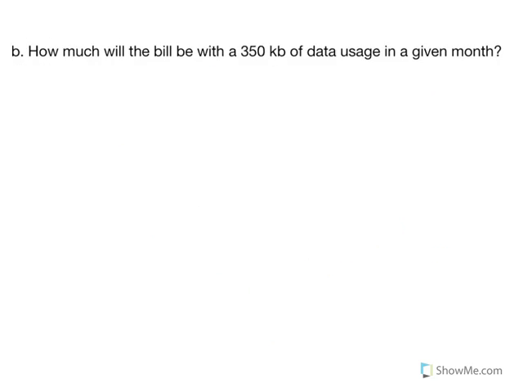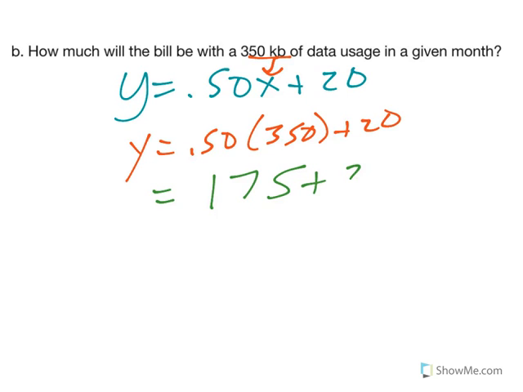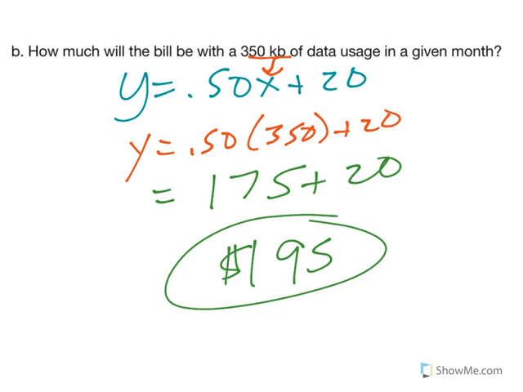That's your dependent variable. All right, how much will the bill be with 350 kilobytes of data usage in a given month? Well, we've got our formula, 0.50x plus 20, and 350 kilobytes, right? That'll go in for x. So 0.50 times 350 plus 20. And at this point, I start to hyperventilate because we have 175 plus 20. Your bill is $195. And I feel like my bill is high enough. That would just put me over the edge, I think.